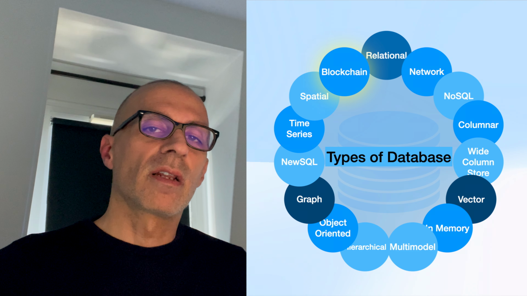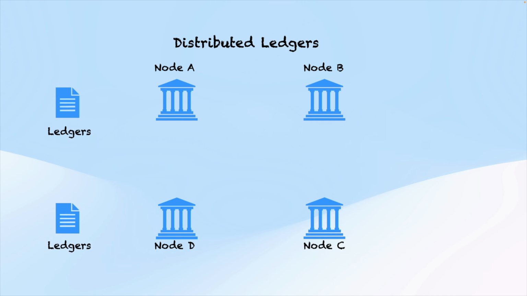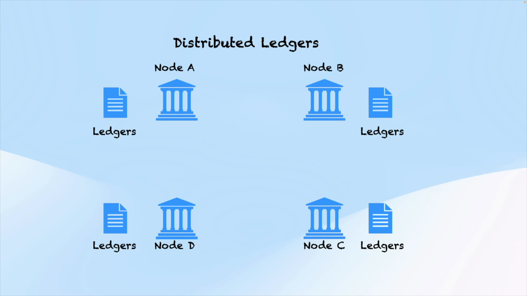And last but not least, the blockchain database. This is a revolutionary technology that is transforming industries from cryptocurrency to supply chain tracking. So let's explore what blockchain databases are, how they work, and some real-world applications. Unlike traditional databases, blockchain databases use a distributed ledger. This means data is stored in a series of blocks, each linked to the previous one, forming a chain.